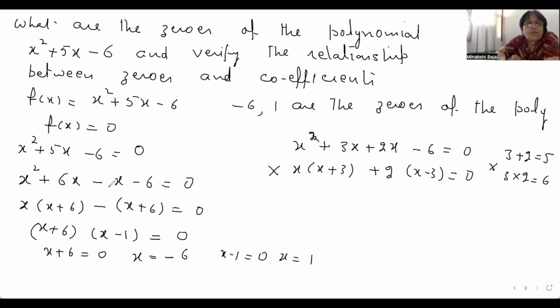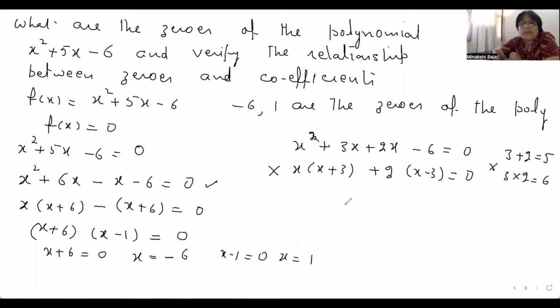So this is wrong. Here you check. If you add these two, 6 and minus 1, it will come out to be 5. If you multiply 6 with minus 1, you will get minus 6. So this is right. So in this particular sum, you should be very careful when you split the middle term.